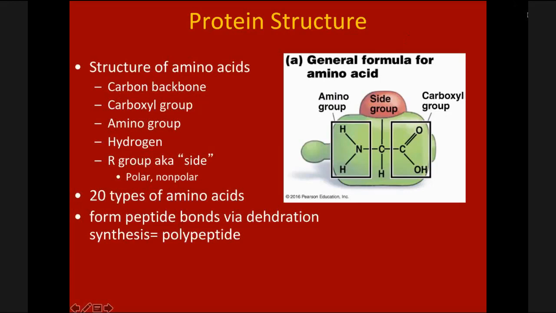All right. Are you ready for amino acids? Woohoo! Structure of amino acids. Okay. So the amino acid is the monomer.